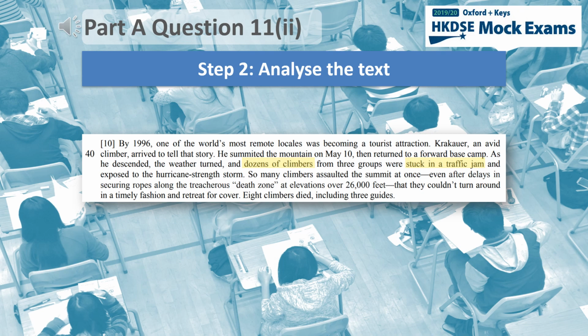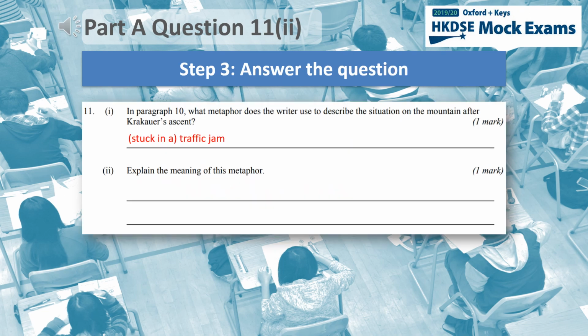This is also supported by the next sentence, which says that they couldn't turn around in a timely fashion. So the answer is that, like cars in a traffic jam, the climbers were unable to move. You can use your own words to answer this question, as long as you express this idea completely.